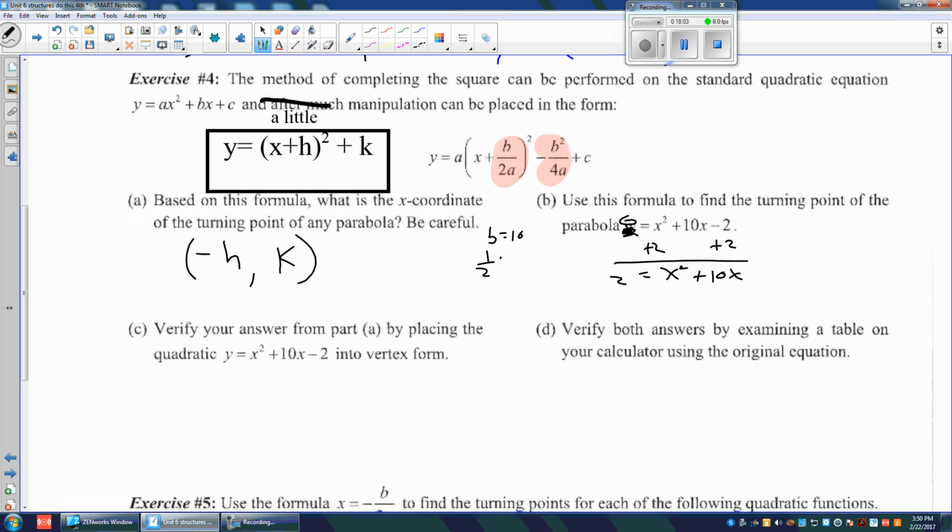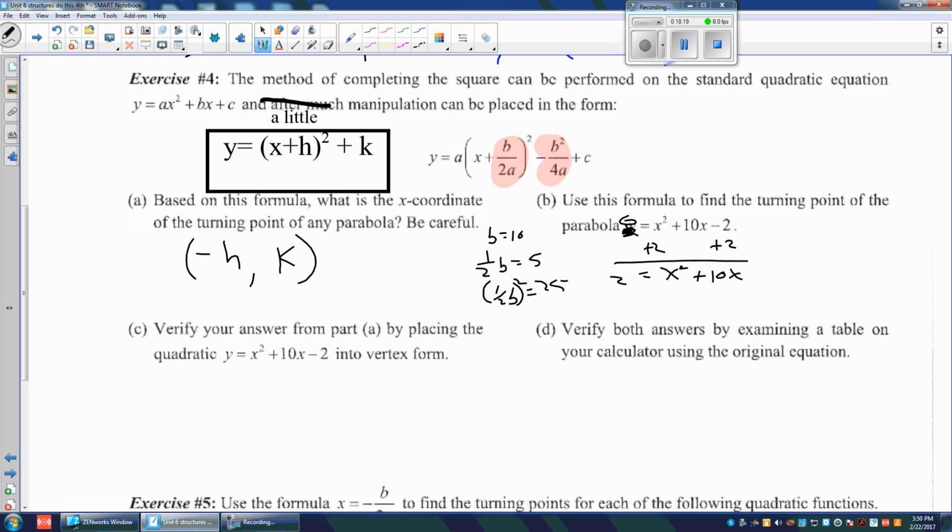Half of B is 5, and half of B squared is 25. Now, why am I putting in parentheses and squaring it? I'm putting it there because those negatives are tricky. So always put your squares in parentheses.